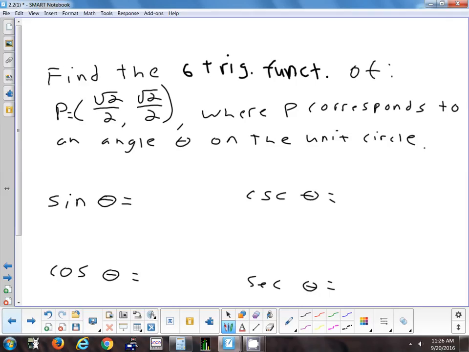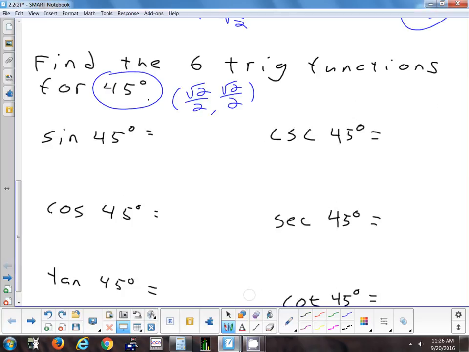The difference yesterday is you didn't know where this came from. Now you would have to figure this coordinate out yourself first, or most likely just memorize it. But just to practice, we'll go through them again.